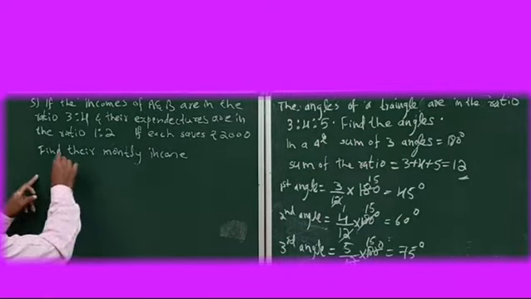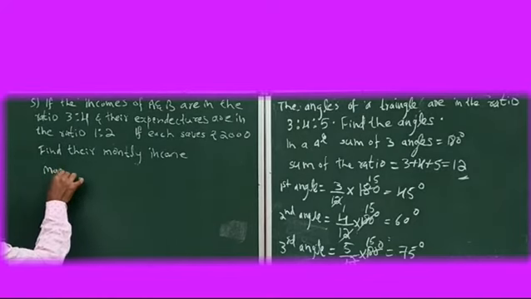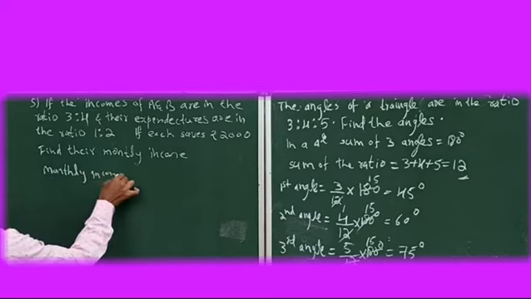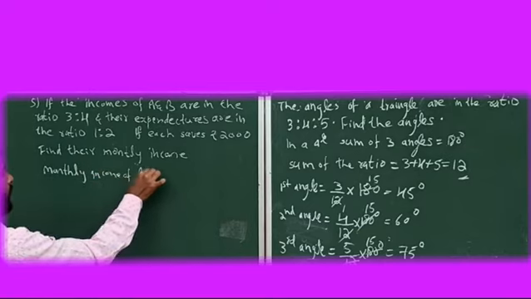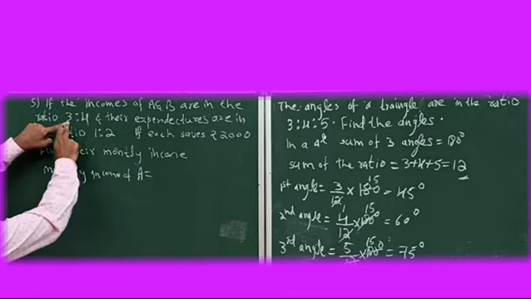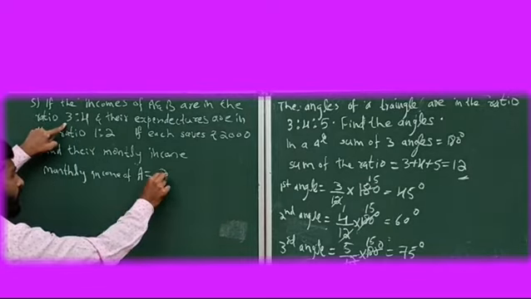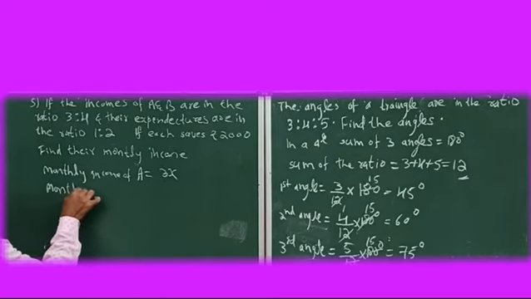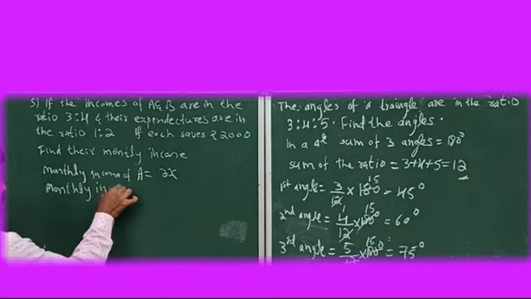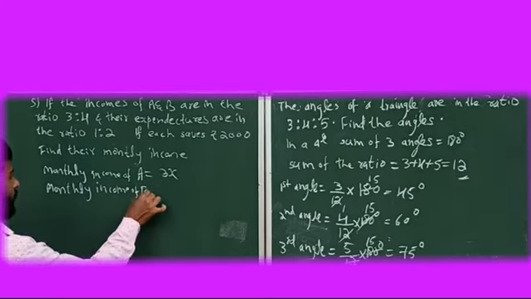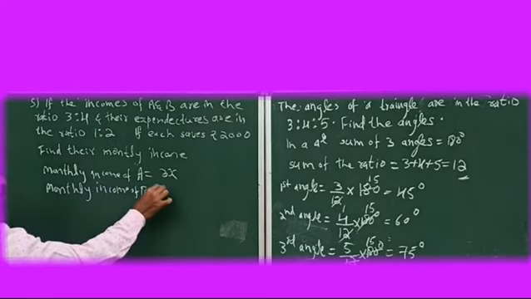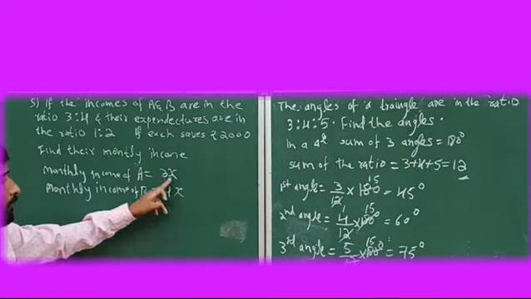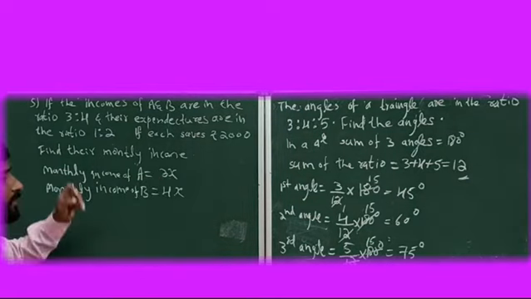Okay, I am taking, see, monthly income of A is equal to, see, incomes are in the ratio 3:4, so I am taking 3x. Monthly income of B is equal to, in the ratio 4, so I am taking 4x. Here I am taking common number x because here ratio is given.